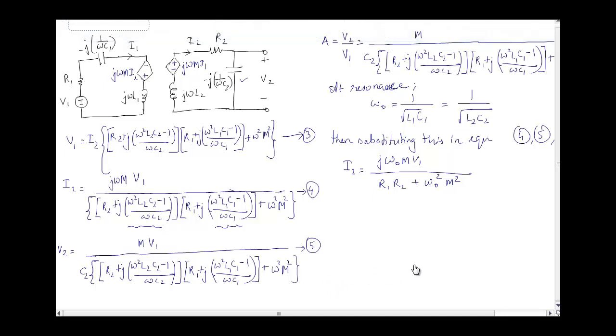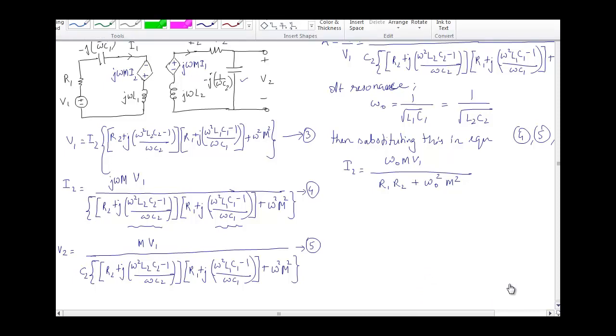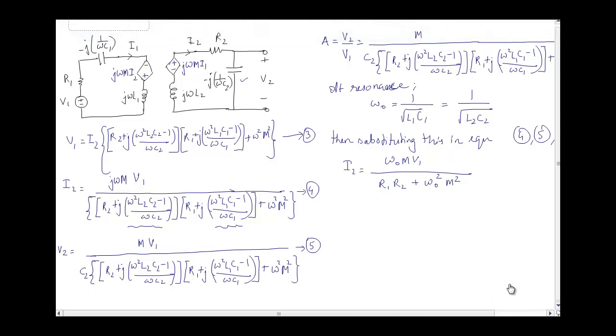I will take out the imaginary portion because when we take the magnitude, the imaginary portion does not matter. It's just that j produces an additional phasor shift of 90 degrees. So it does not matter. I will straight away write the value of I2. Then V2, what will we get when we substitute this? Similar to what we have seen previously, instead of this one it will be 0, and instead of this one also it will come out to be 0. So you can clearly see that here also we will have M V1 divided by C2 times R1 R2 plus omega naught square M square.